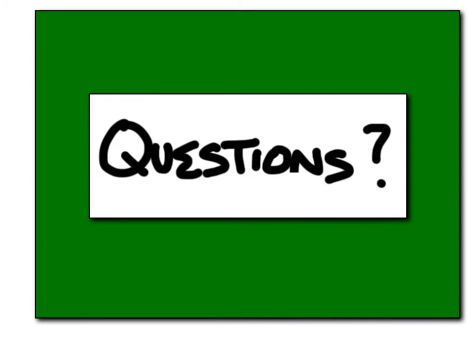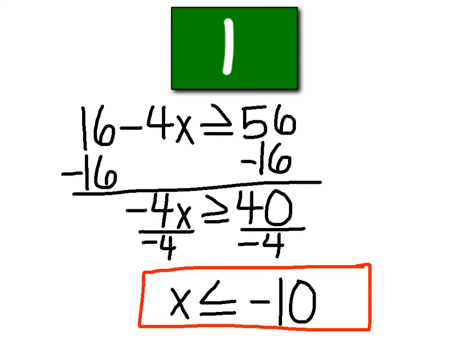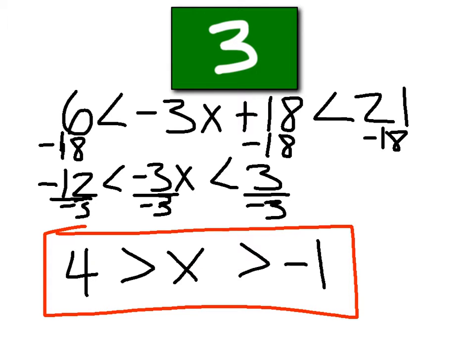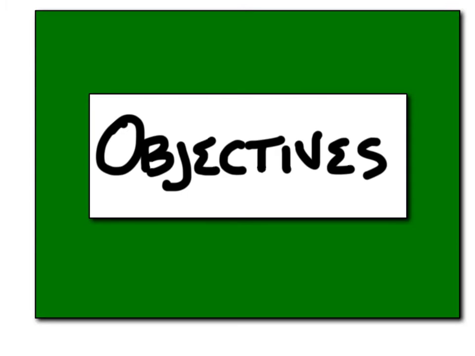Okay, any questions on the homework? Alright, the extra credit answers, go ahead and bring them up if you did them. Okay, number 1 should be x is less than or equal to -10. Number 2 should be 11 is less than k. Number 3 should be 4 is greater than x, or is greater than -1. And number 4 is x is less than 4.